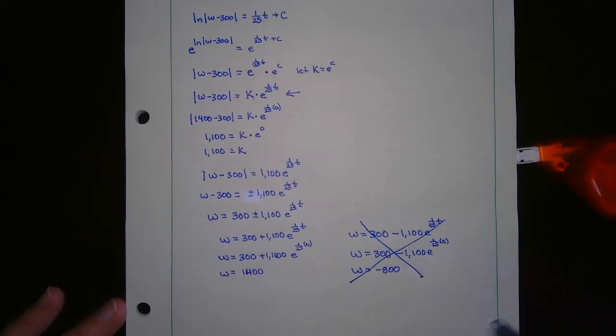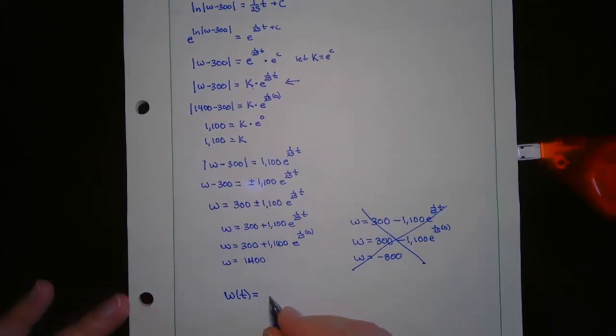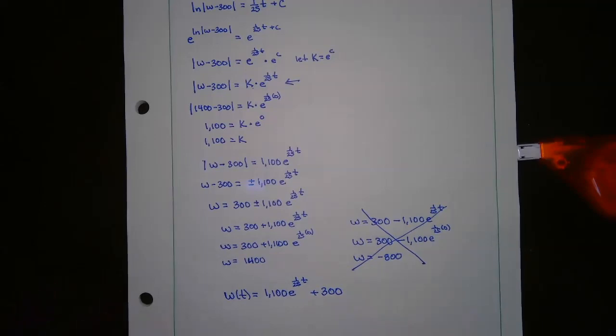So I would just cross it out and I would say, okay, so W of t is exactly now, okay, we would say 1100 e to the 1 over 25 t plus 300, okay? And that would be your answer to this problem, okay? Now, you could also write it as 300 plus this. I mean, that's how I wrote it up here. You could do it either way, and it's fine, because that's just a difference of order, okay? All right, and that's your answer, okay?